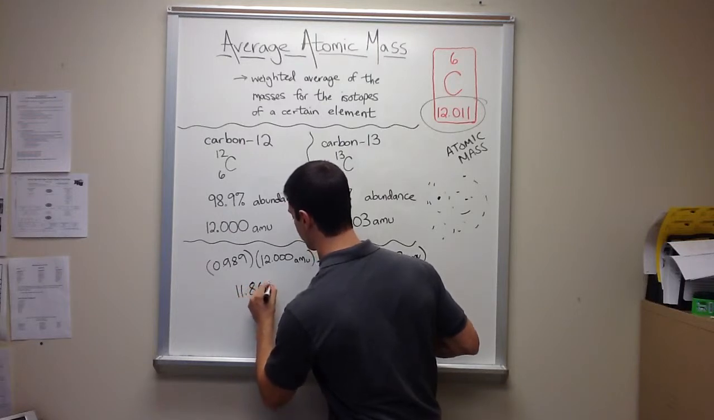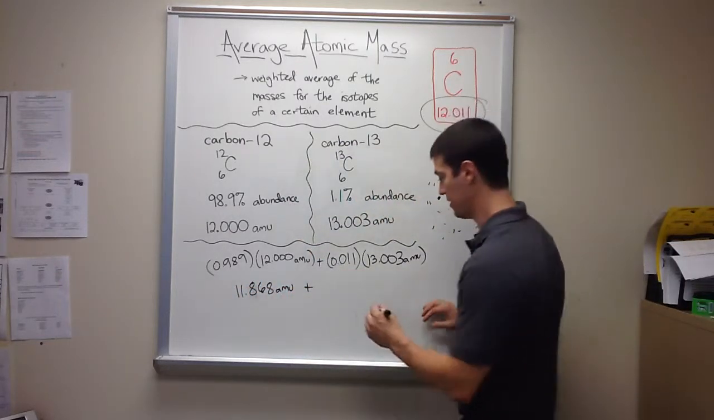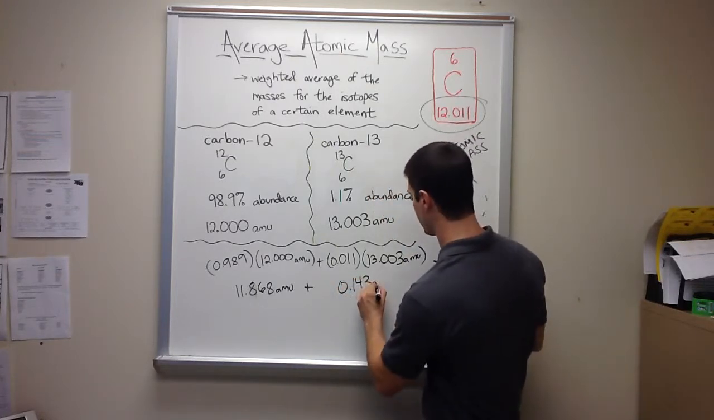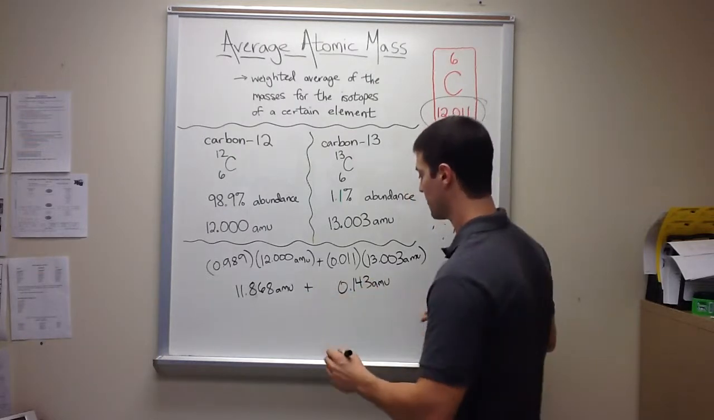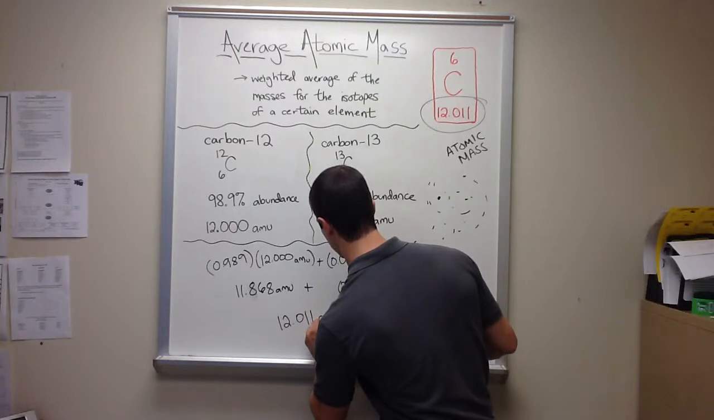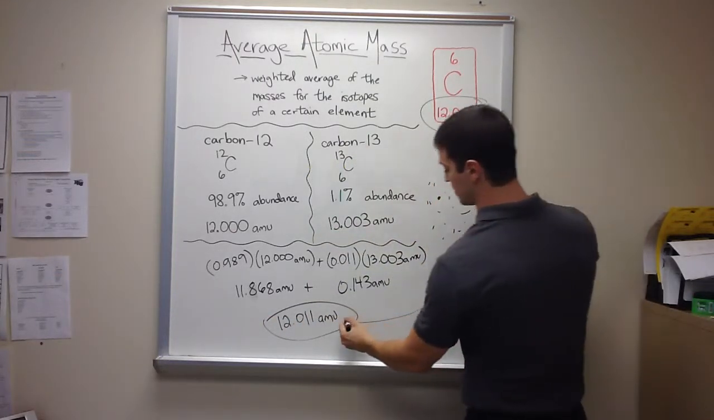11.868 atomic mass units. And then you're going to add that to, if you put this in your calculator, about 0.143 atomic mass units. If you add this together, you will get 12.011 atomic mass units, which is exactly the same as our atomic mass that's in the periodic table.